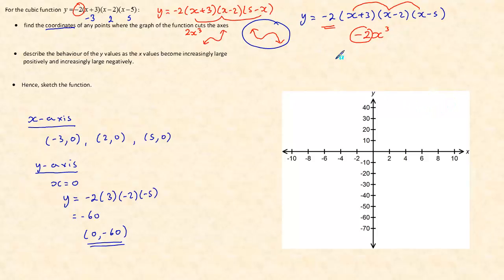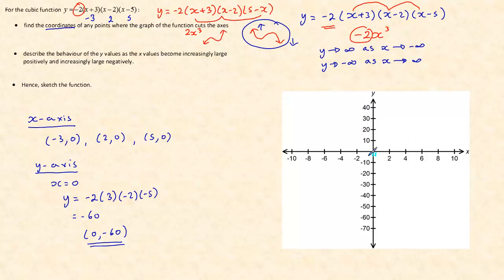So if that's the shape, we can say that y tends to infinity, goes off the top here, as x tends to negative infinity. Y will go to negative infinity, that's off the bottom of the graph here, as x tends to infinity.